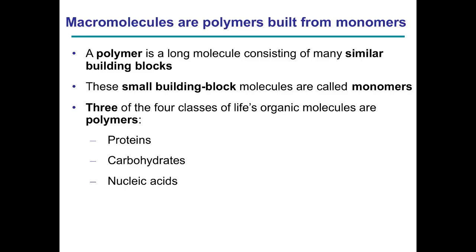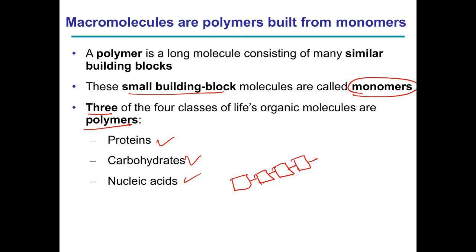Now, of all these molecules found in us, three exist mainly as polymers: proteins, carbohydrates, and nucleic acids. And these polymers are made up of small building blocks, which are called monomers. So a single building block called a monomer links with another single building block, which is another monomer, and so on and so forth, giving rise to a chain of building blocks called a polymer.